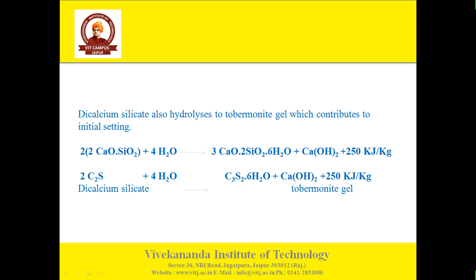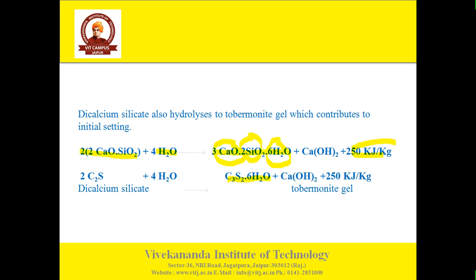Next reaction is with C2S. It's a very important reaction because there is formation of tobermorite gel, which has a very strong adhering property within cement. It adheres stones, building materials, tiles, etc. The reaction of C2S with water, a hydration reaction, forms tobermorite gel. This is C3S2.6H2O: C3 means thrice calcium oxide, S2 twice silica, and 6H2O. It is tobermorite gel with again a huge amount of energy, 250 kilojoule per kilogram. It's an exothermic reaction.